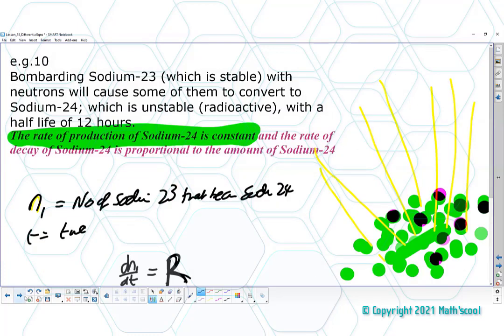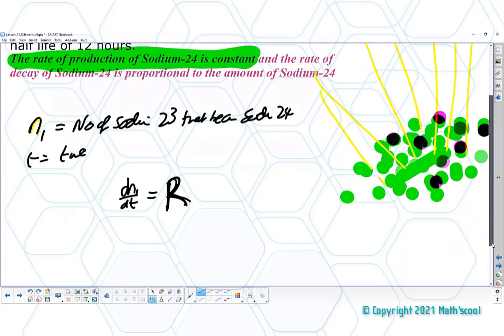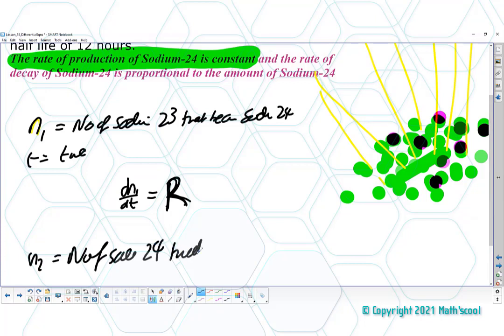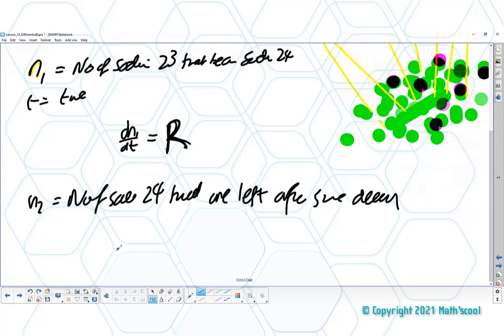So some of these are going to decay. N2 equals the number of sodium-24 that are left after some decay. So dN2 by dt is equal to minus K N2. That's just the same equation as we had a second ago for the radium thing.